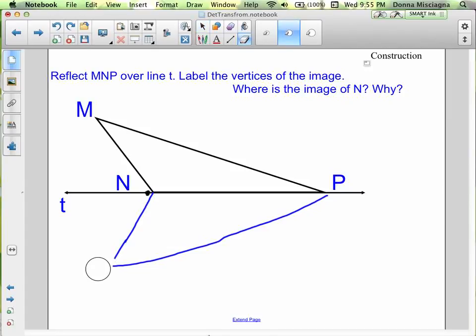There we go. Oh no, I lost part of my figure. My beautiful triangle. There's M prime. All right, so now let's think about where N prime and P prime are going to be.